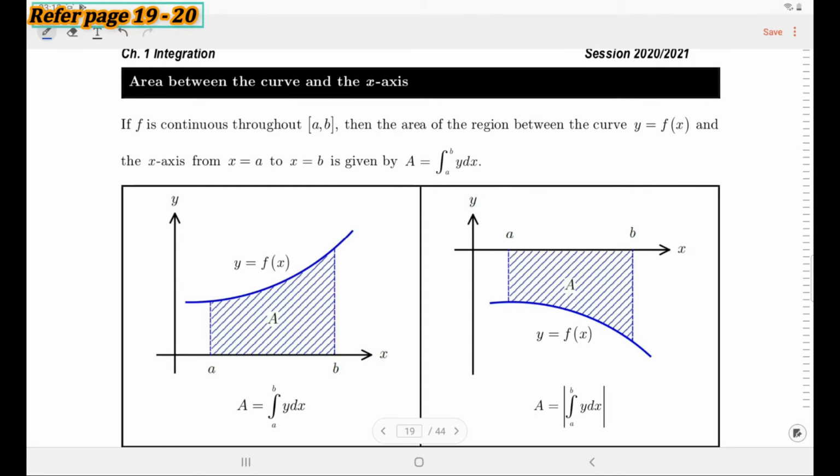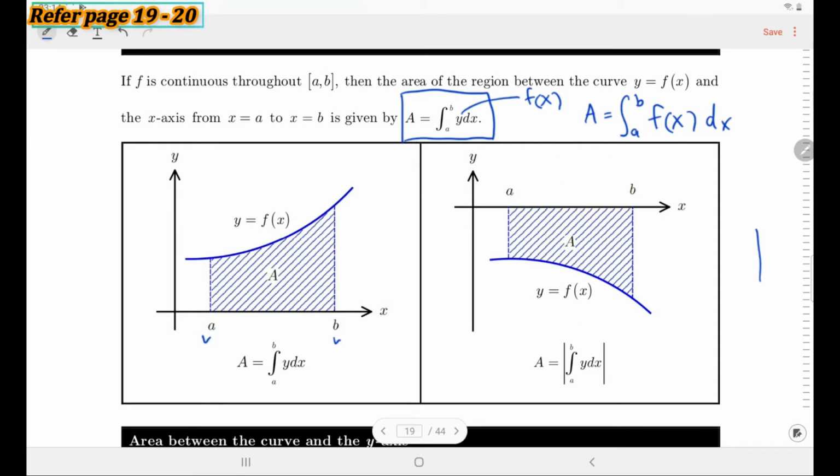So if f is continuous throughout from A to B, then the area of the region between the curve f(x) and the x-axis from A to B is given by the integral from A to B of y dx. Here y is actually your function f(x). So simply, I could change the formula to the integral from A to B of f(x) dx. So the function of x, we integrate with respect to x.